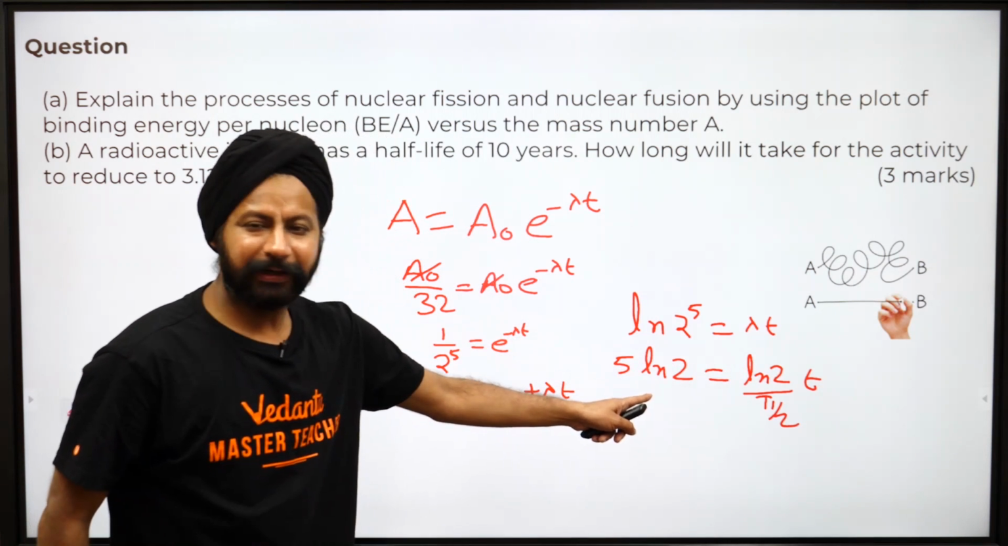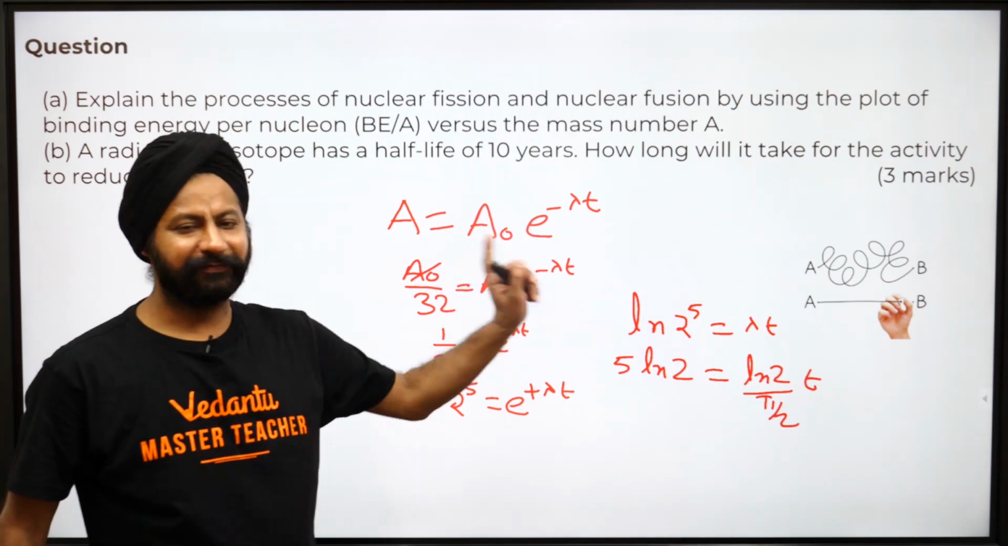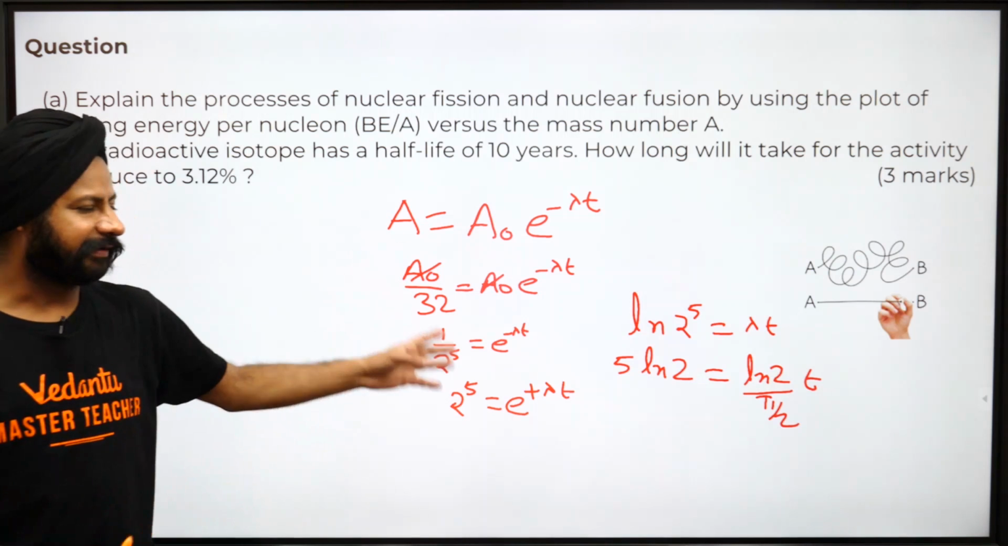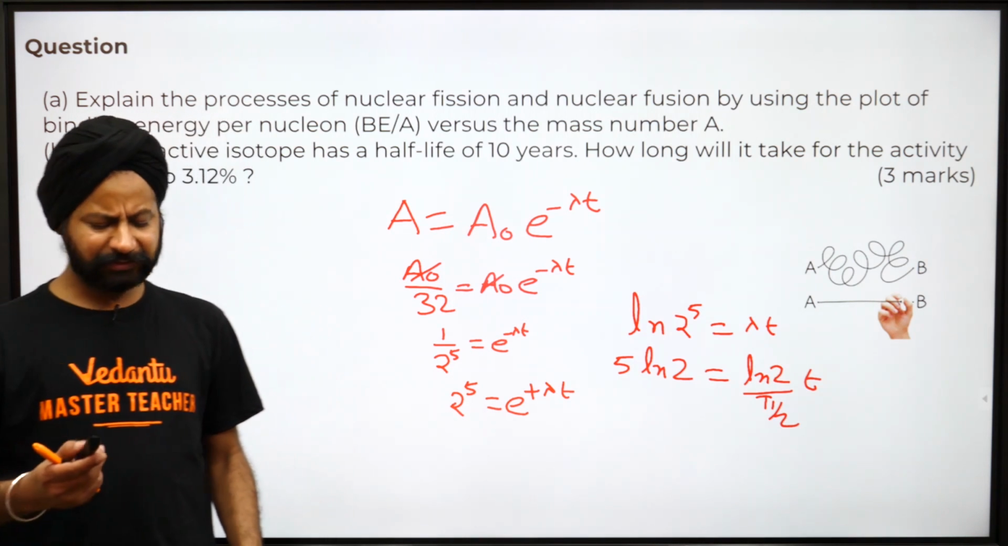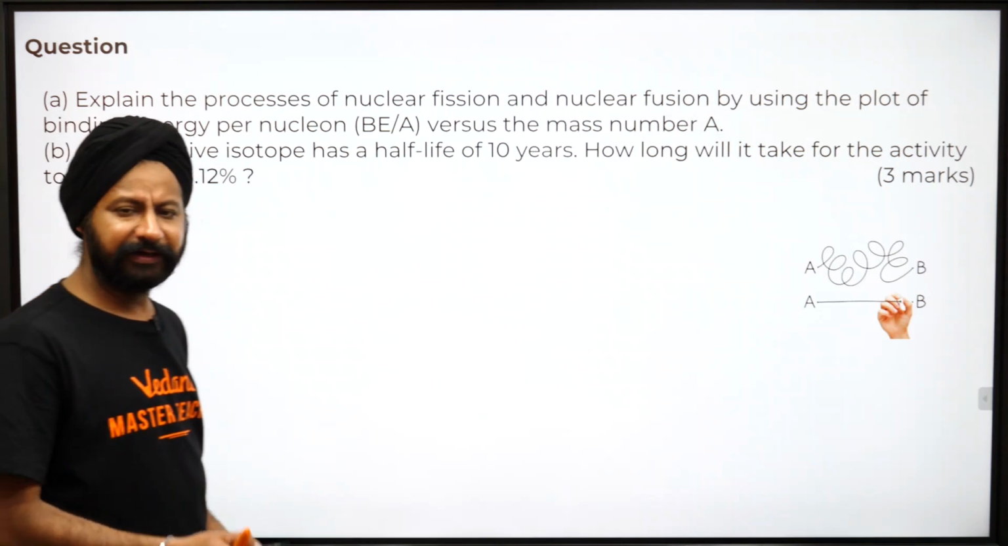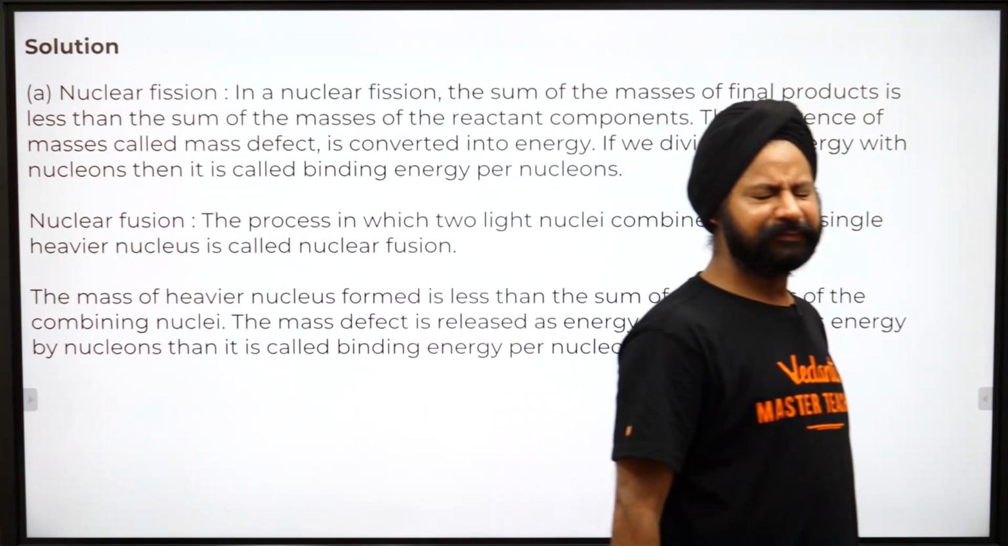अब log 2 कट गया. t half life 10 है. 10 into 5, 50 बन गया. खत्म. इतना सा है ये. That's all. So let's see how you can present that for getting 100% marks over there. So this is what you're going to write.